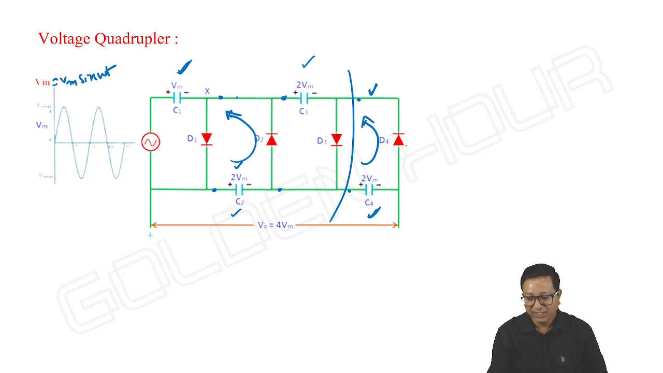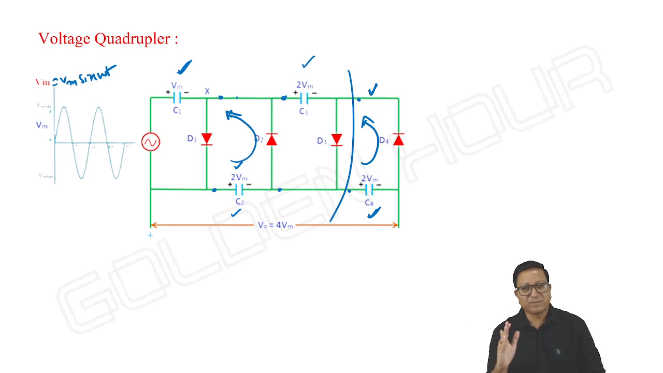How to choose it? Look at the diode. The diode is directed upwards. If the diode is on, current flows anti-clockwise. So this is how we can choose. Without the C4 D4 combination, it is a voltage tripler. What we did was add one more diode capacitor combination.